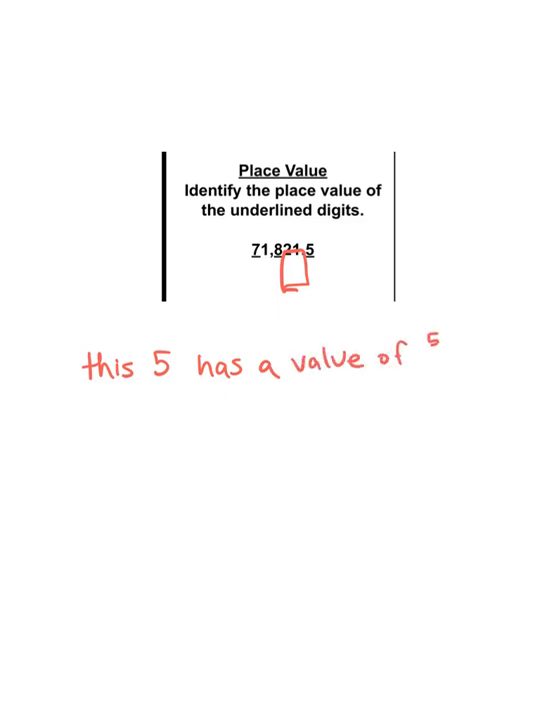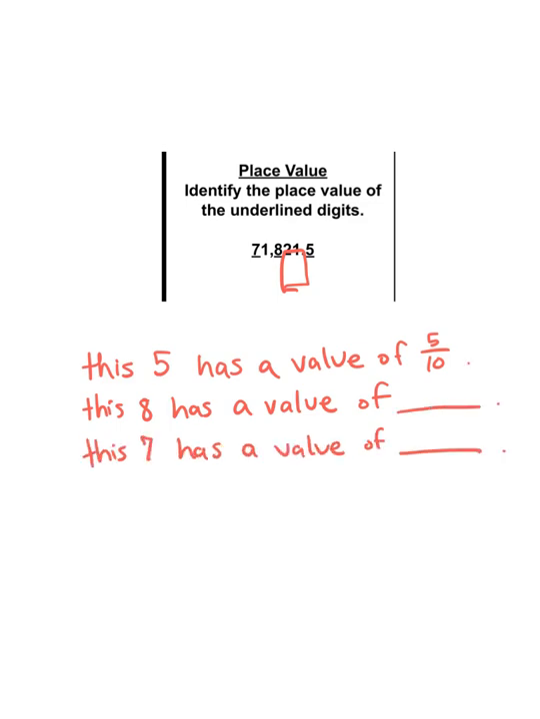And you can write it like this. You can write it out in words. I don't mind how you write it. But I want you to tell me that it has a value of 5/10. Then do the same thing for the 8 and do the same thing for the 7. So when you're done, you'll have 3 statements that explain the value of each of those underlined digits.